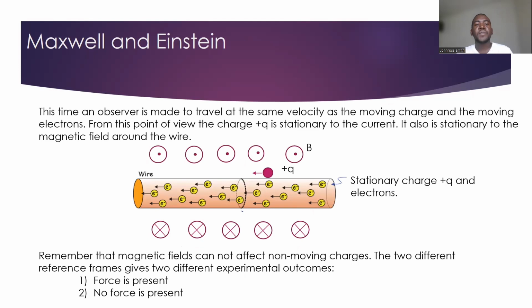Now, in this case, the observer is made to travel at the same velocity as the moving charge and the moving electrons. From this point of view, the charge that is moving is stationary to the current. Because if the current, electrons, and the external charge are moving at the same speed in the same direction, then relative to each other, they are not moving. So it also is stationary to the magnetic field as well. And in that case, there is no force because there is no relative motion between the charge and the magnetic field.